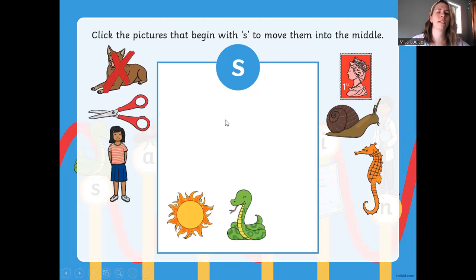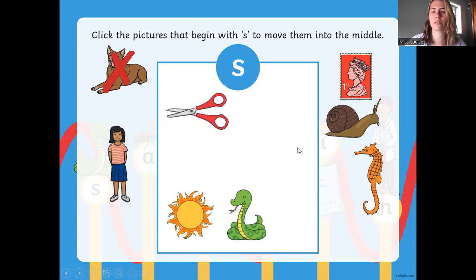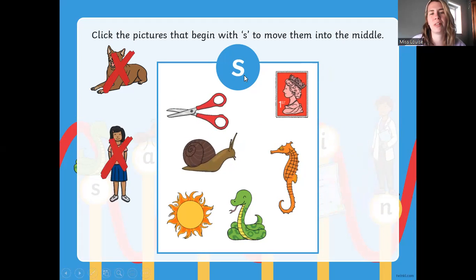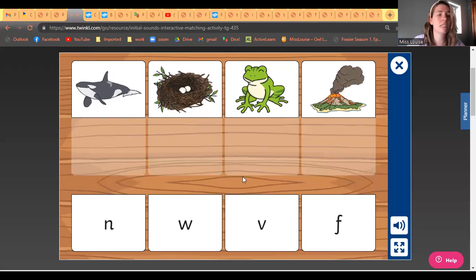Okay, what else can we see? I can see some scissors. Does scissors start with the S sound? Scissors. Yes, it does. Well done. Let's put it in the box. And we'll go around selecting the correct items for the letter S. Okay, so that is our introductory phonics lesson. Yeah, and then after this, I might go on to do a few more phonics activities.